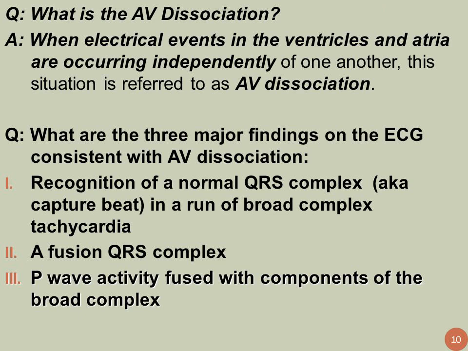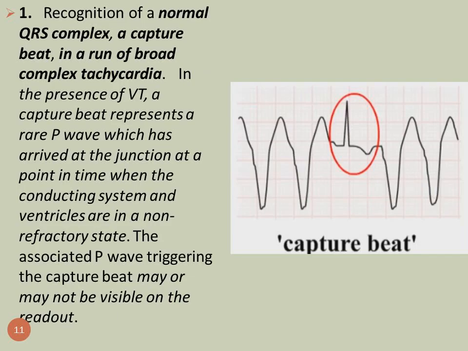When electrical events in the ventricles and atria are occurring independently of one another, this situation is referred to as AV dissociation. What are the 3 major findings on the ECG consistent with AV dissociation? 1. Recognition of a normal QRS complex, aka capture beat, in a run of broad complex tachycardia. 2. A fusion QRS complex. 3. P-wave activity fused with components of the broad complex.